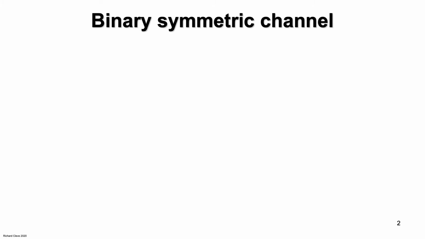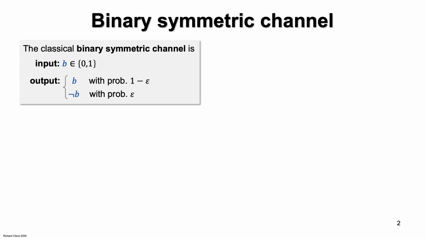Consider the following classical channel. Its input is a classical bit, and its output is a classical bit. It's defined relative to a parameter epsilon, which is between 0 and 1. If the input bit is b, then the output bit is b with probability 1 minus epsilon, and the logical negation of b with probability epsilon. In other words, the channel flips the bit with probability epsilon. This channel is called the binary symmetric channel, and we abbreviate it by BSC, sometimes with a subscript, to specify the parameter epsilon.